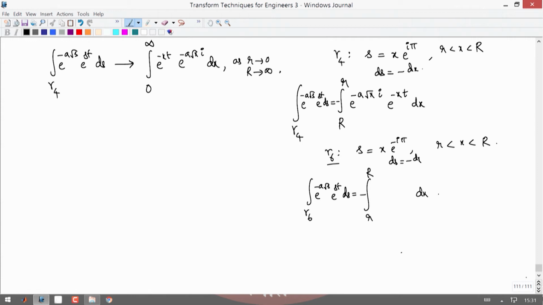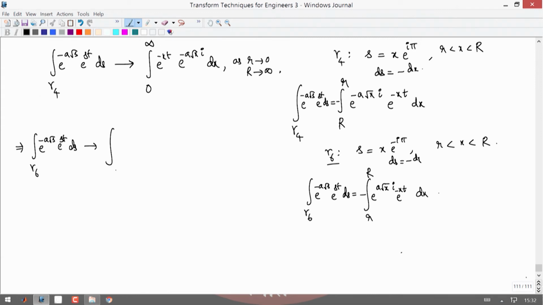And what happens to e power minus a times root x? You have root s, and e power minus i pi by 2, that is cos pi by 2 which is 0, minus i. So, you have a minus i, and with the minus a that is going to be plus i. And for the exponential, e power s is e power x cos of minus i pi, that is minus x t. So, this is the integral. So, this implies you have the integral over gamma 6 of e power minus a root s e power s t ds.